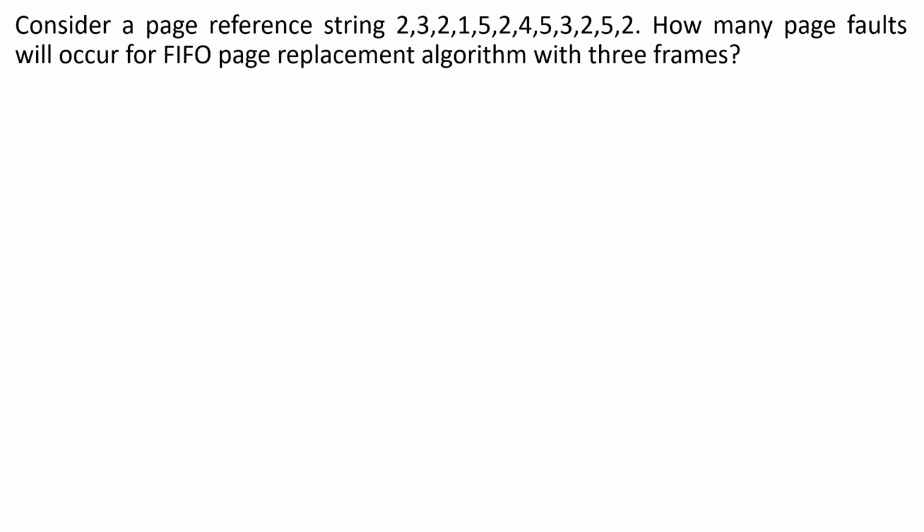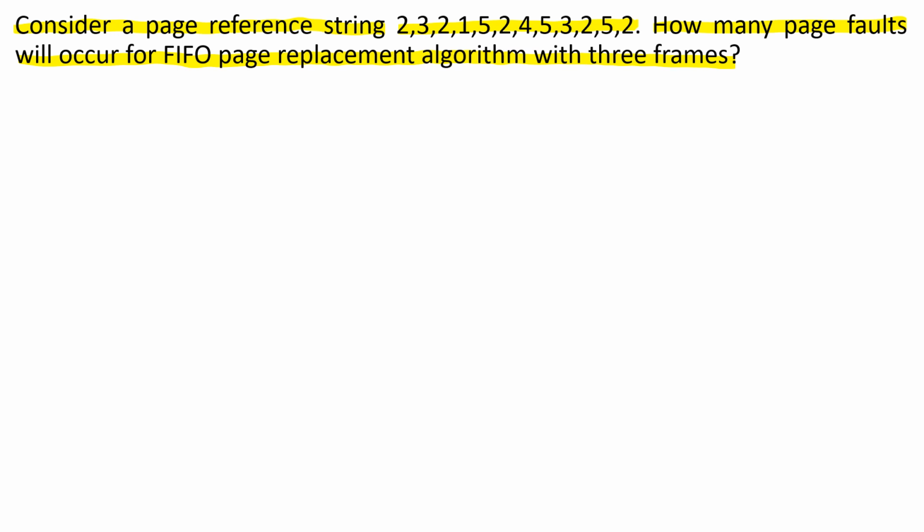So consider this question. Suppose we are given a page reference string, which is given over here, and we want to count how many page faults will occur if we use the FIFO page replacement algorithm, and we are given a working set of 3 frames. When we are given a working set of 3 frames, it means that at a time only 3 pages can be in main memory at most.